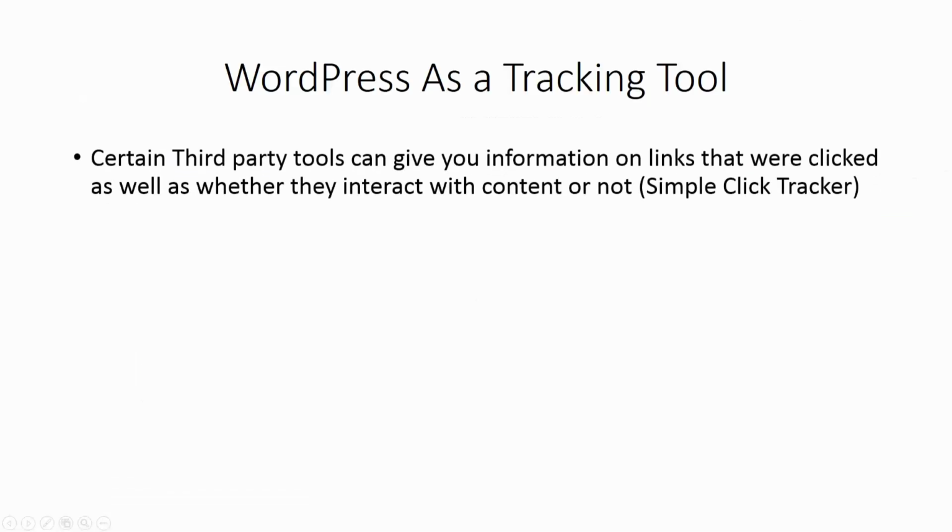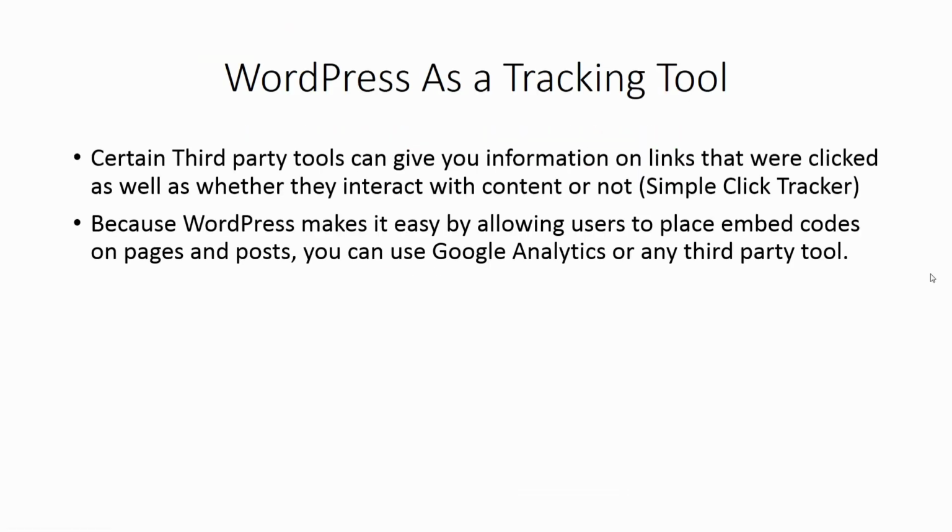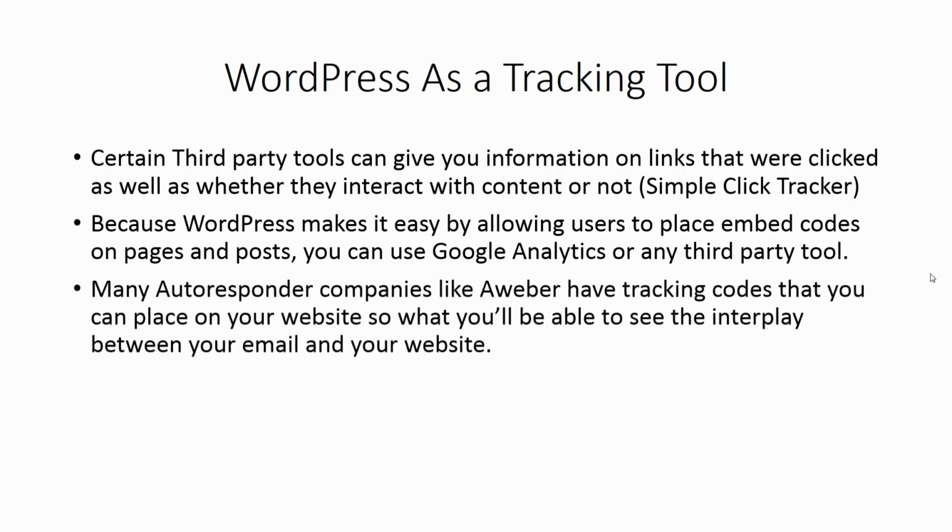Now, certain third-party tools can give you information on links that were clicked, as well as whether or not they interact with the content or not. Tools like the Simple Click Tracker. Now, because WordPress makes it easy by allowing users to place embed codes on pages and posts, you can use Google Analytics or any third-party tool.